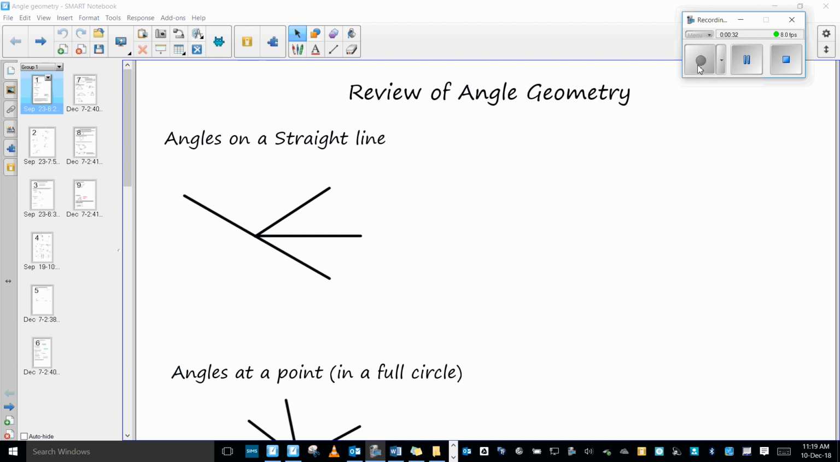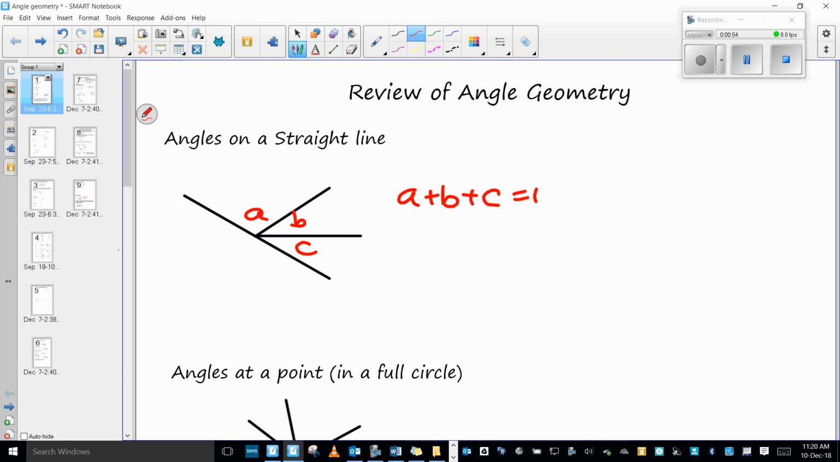Now, it may sound a bit heavy. You've got to be careful how you describe this. You can't say that they are 180. You have to say that they add up to, or that they sum 180. So if I had A, B, and C, I know that A plus C would equal 180 degrees, because the angles on the straight line add up to 180 degrees.